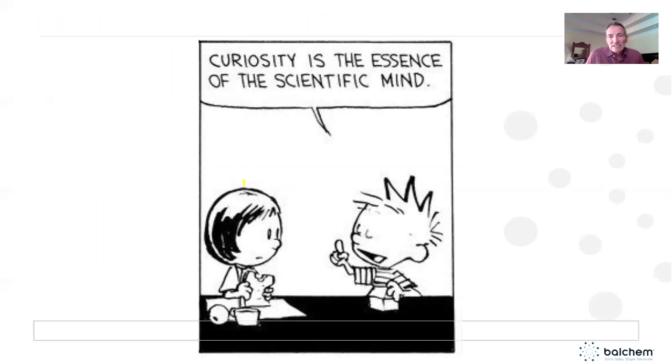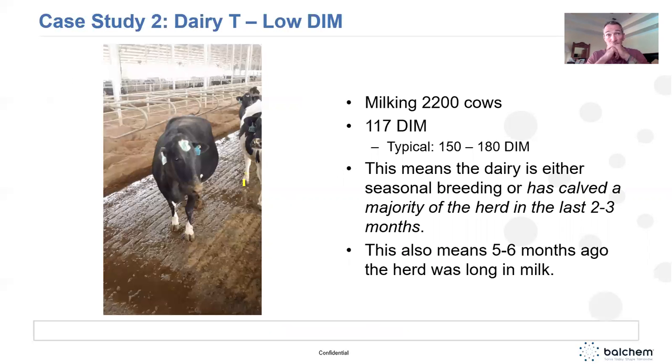Okay, so that's case study 1, where we kind of looked at metabolics and looked over several things that could cause an issue. And now we'll move to case study 2. These other ones will be a little quicker.